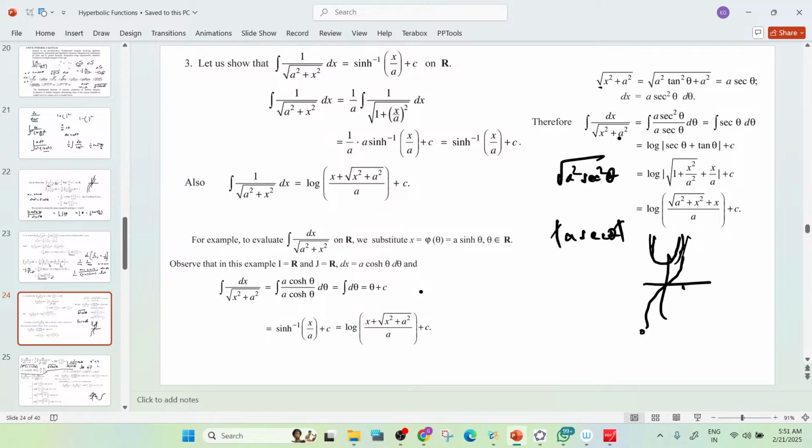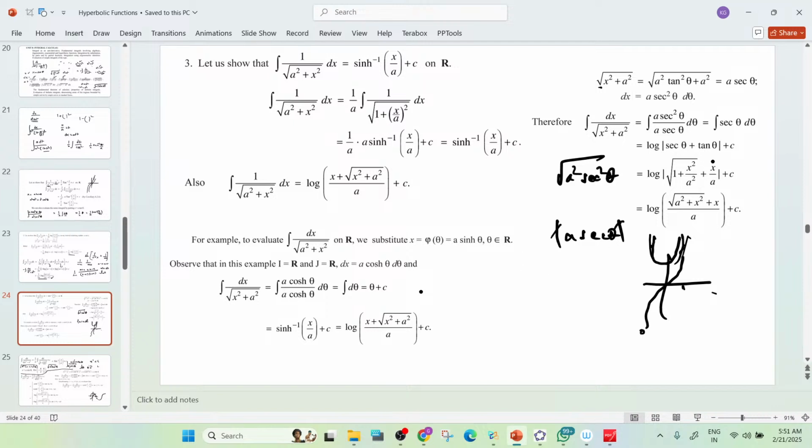Now you are cancelling, and you got integral of secant theta. But you know integral of secant theta is log of secant plus tan. So this time we are using this mod, log of secant theta plus tan theta.